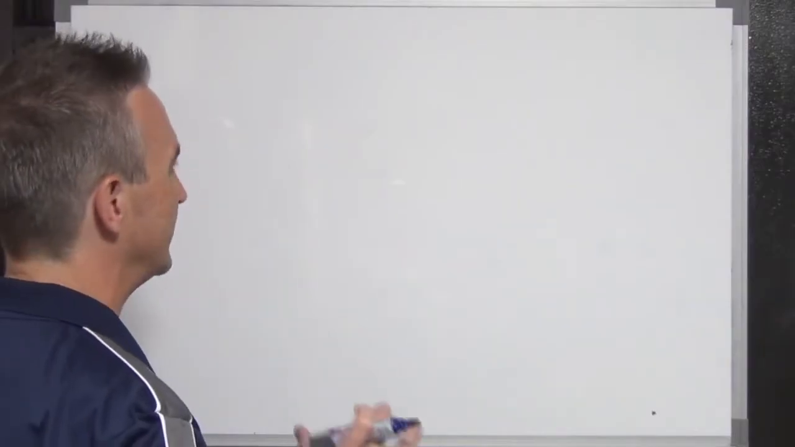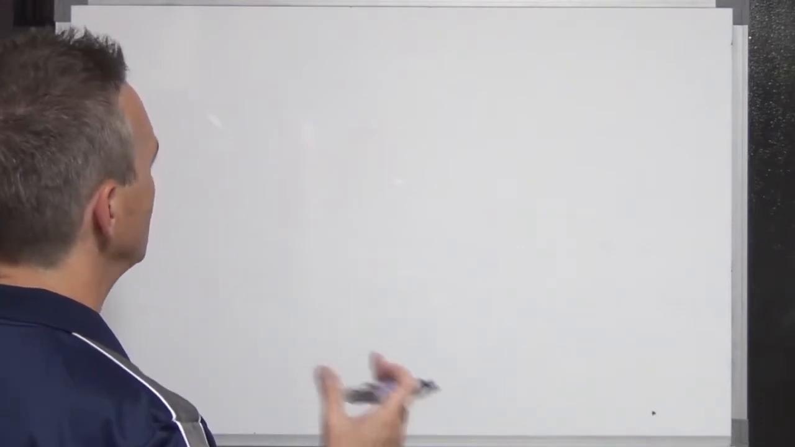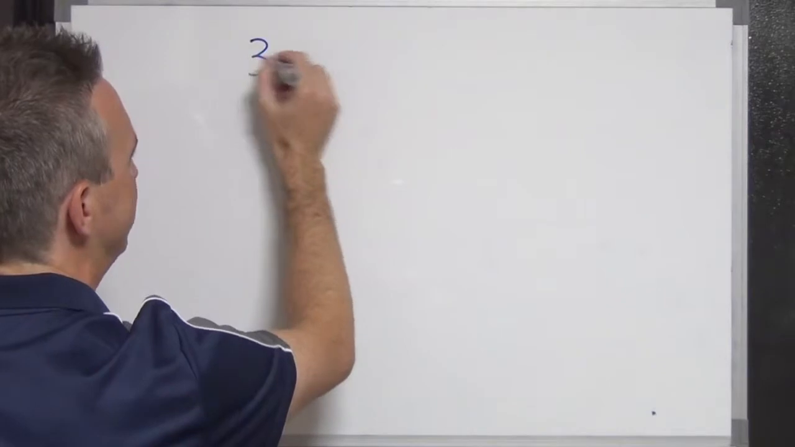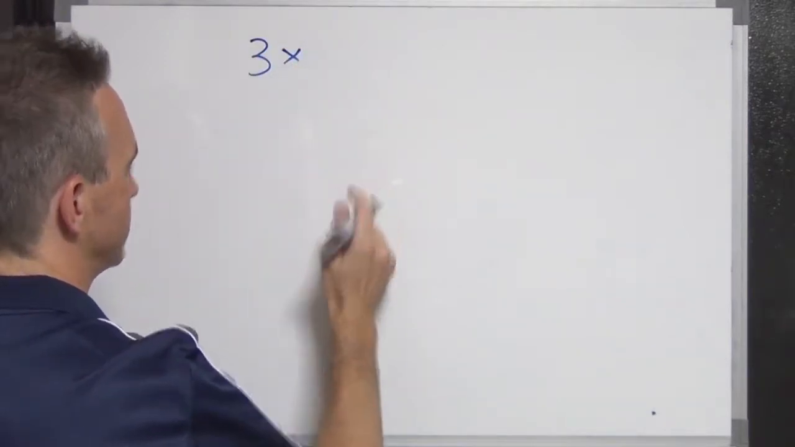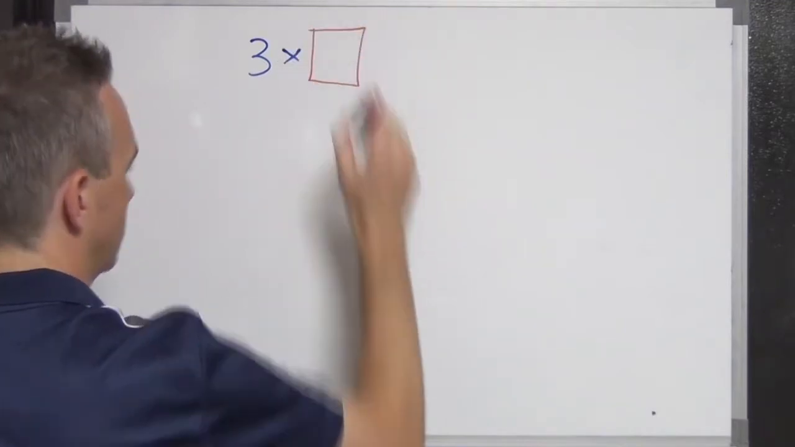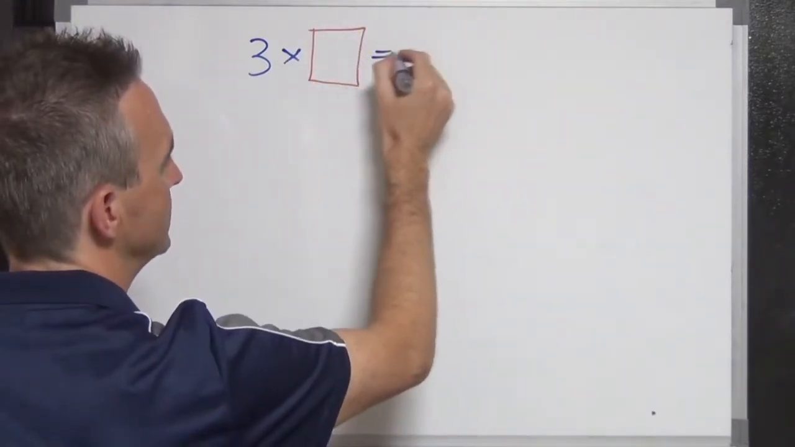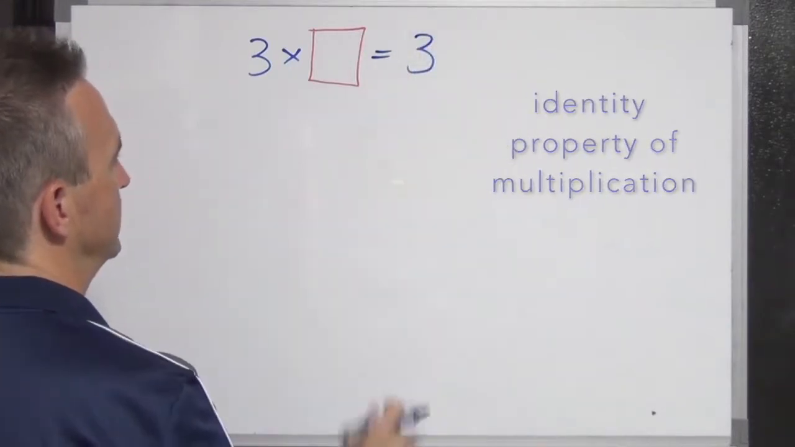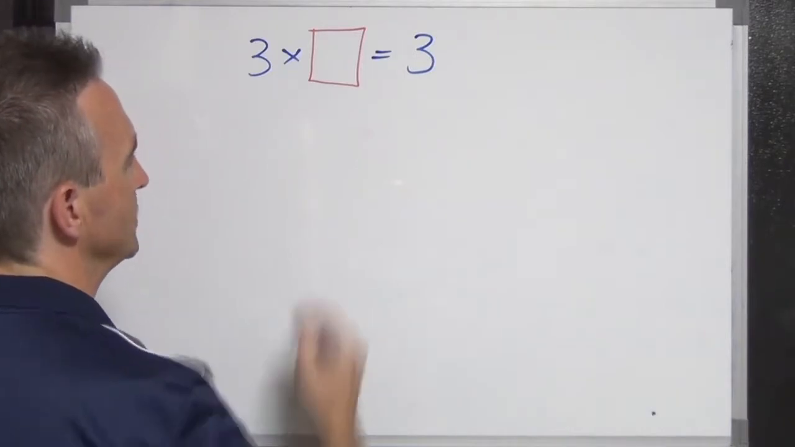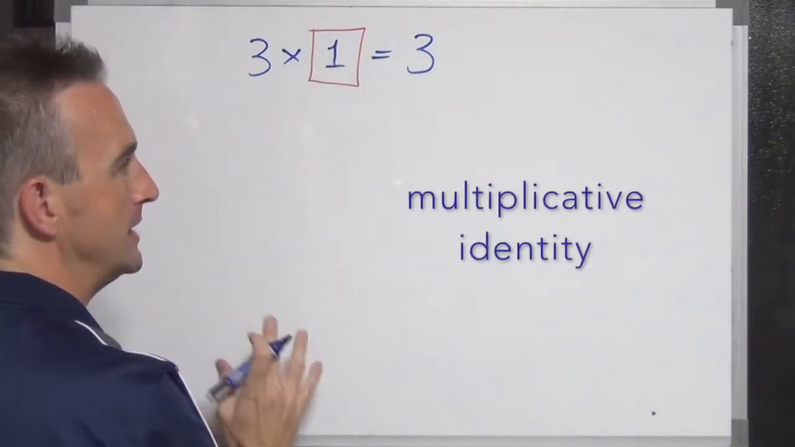So to explain what an identity matrix is, let's have a look at what the identity property says with real numbers and multiplication. So let's say I'm going to take the real number 3 times some number to equal that same original number. We call this the identity property of multiplication. 3 times what equals 3? The answer, of course, is 1. And this one represents something called the multiplicative identity.